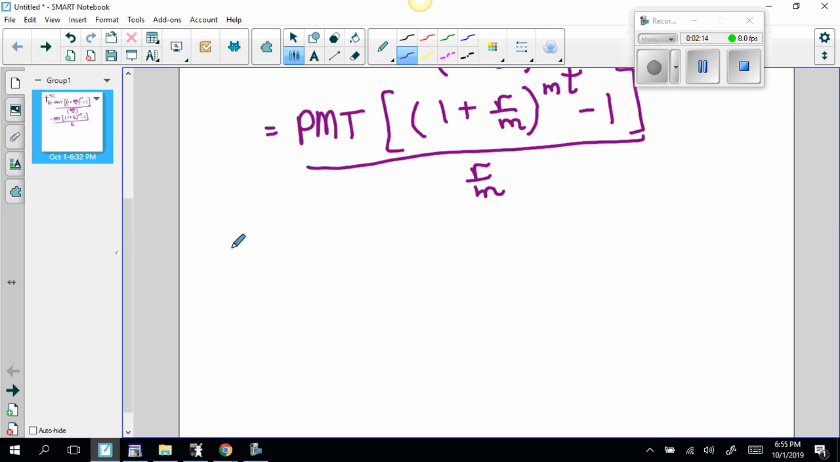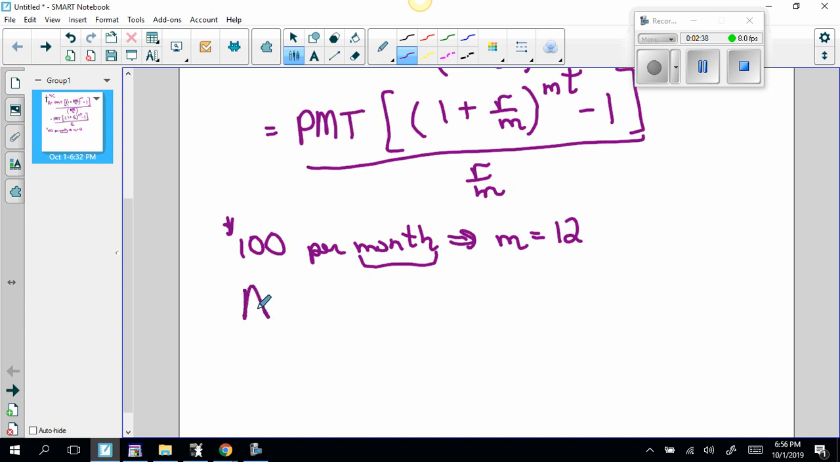So let's make payments of $100 per month, which implies M is 12 because the word month was used. And we'd like to know our final amount after 5 years, when the rate is 4%.